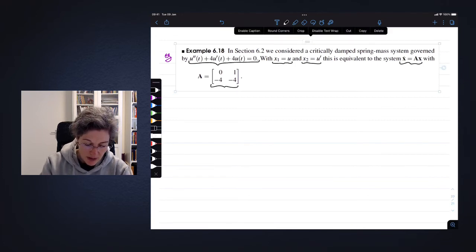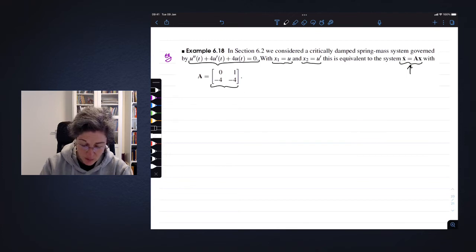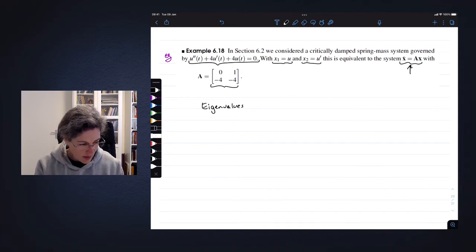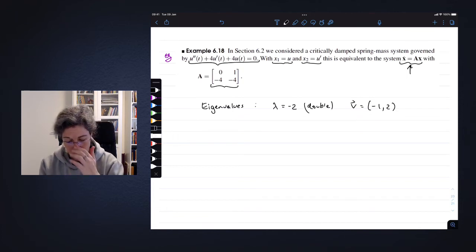If we're solving a homogeneous system, we need to find the eigenvalues. Check this and you would find that this has eigenvalue lambda equal to minus 2. It is a double eigenvalue, so the same roots, and the only eigenvector that you can find is (minus 1, 2).